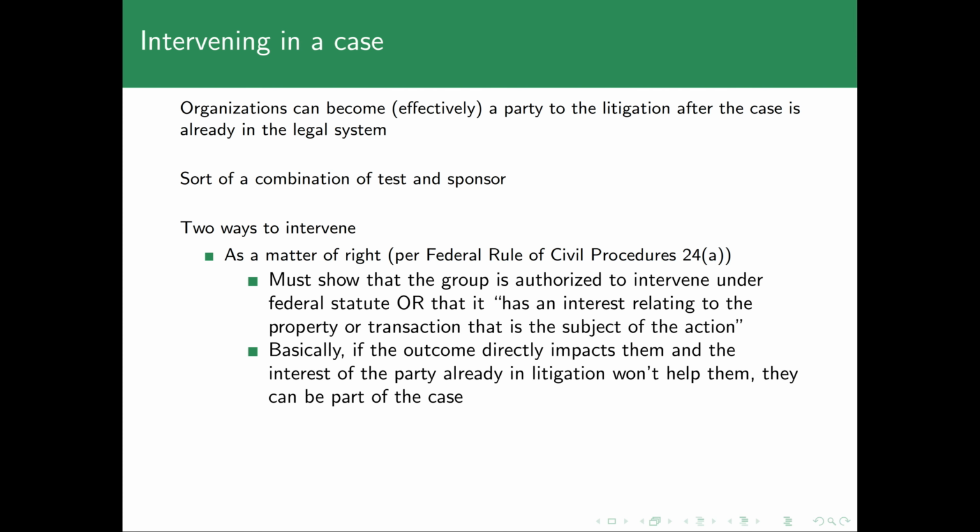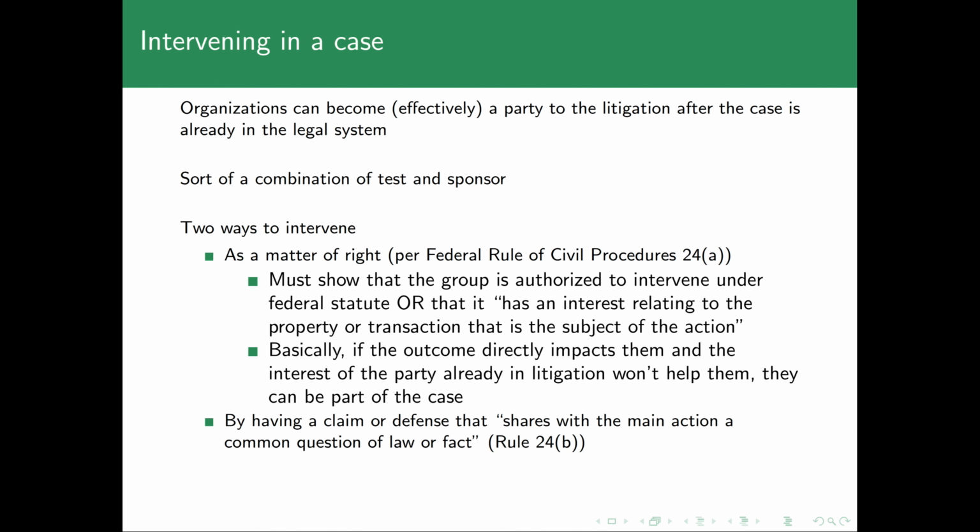But what also has to be true is that the interest of the party in the litigation isn't going to help them. Right? So basically, if a group wants to intervene, they have to show that the outcome is going to impact them, but the party to the case isn't representing their interests. So they're going to be adversely affected even though they're directly impacted. If that's true, they can be part of the case. So they can be a named part of the case. A little bit more about what that means in a moment.